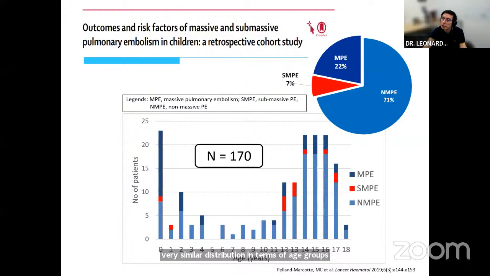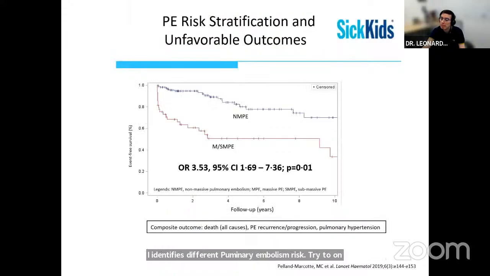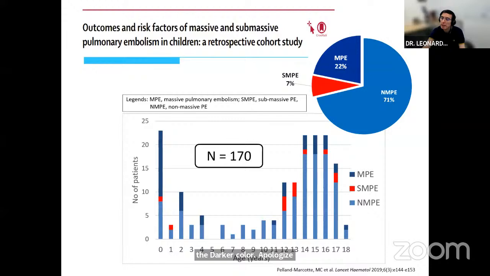Not only are we showing a similar age distribution, the color coding on each of the bars identifies different pulmonary embolism risk strata. On the darker color, you will see the massive pulmonary embolism. So hopefully we can also identify a greater darker blue percentage within each bar in the younger patients diagnosed with pulmonary embolism, in contrast to the older patients.